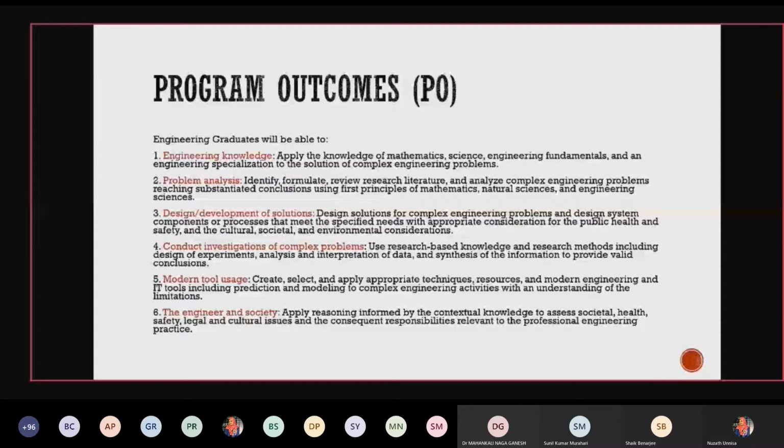Let's say electronics or computer science or any other specialization. He should be able to apply all this knowledge to solve complex engineering problems. So how do we say that this program outcome is achieved? By mapping our COs to POs. That is one way, but we can't do it directly. There are certain processes or steps to be followed for us to map our course outcomes, which we have seen in yesterday's and today's sessions, with the program outcomes.